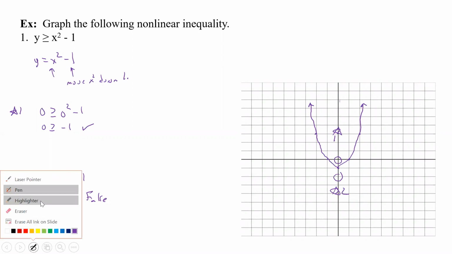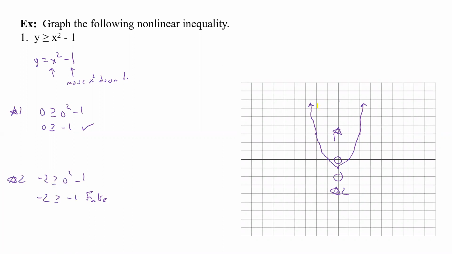And maybe to do the shading, use a highlighter. And so it's going to be this region here that's shaded. And remember, it's going to go all the way up, however far our parabola goes. So it's going to keep going and going and going. Okay. And so that's how we're going to do it.